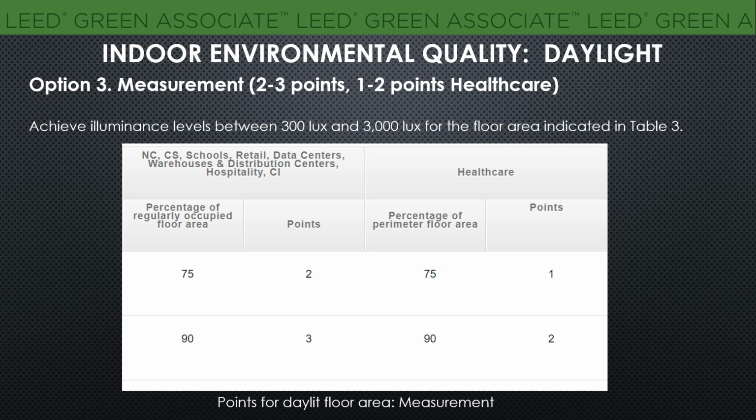Option 3 is measurements. So here except healthcare can get 2 to 3 points, and for healthcare can get 1 to 2 points. So here we need to achieve illuminance level between 300 lux and 3000 lux for the floor area indicated in the table. So here you can see percentage of regularly occupied floor area for 75%, 90%, and the points awarded for healthcare and except healthcare is shown.